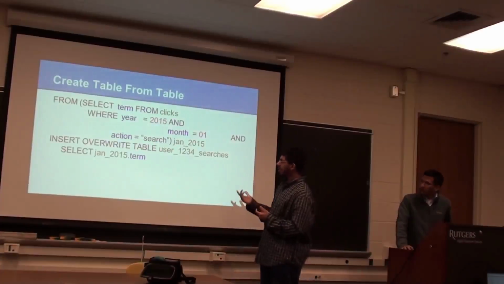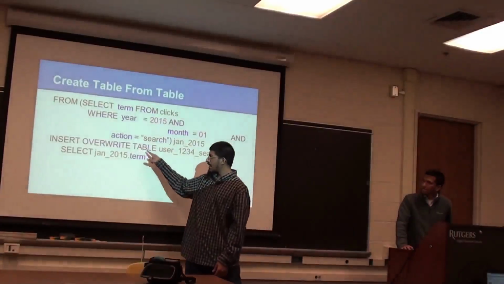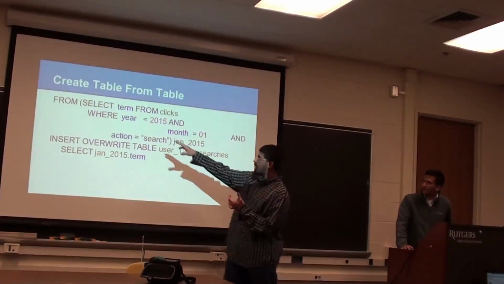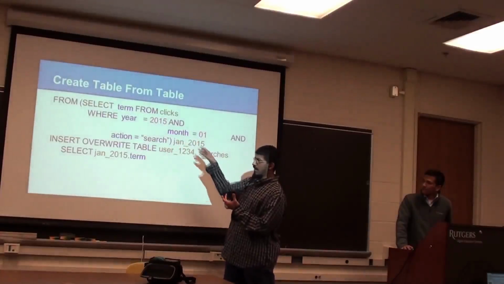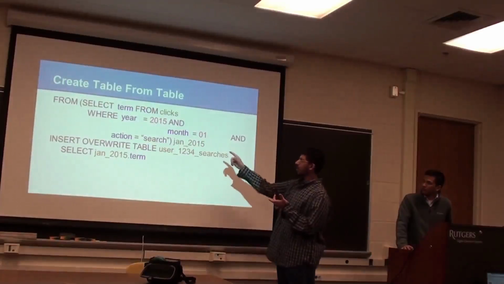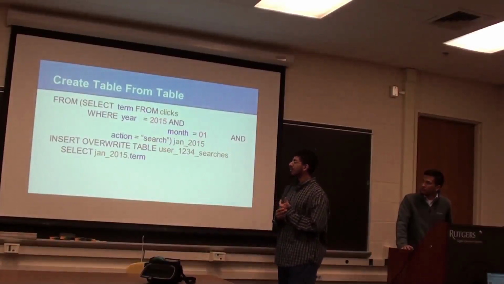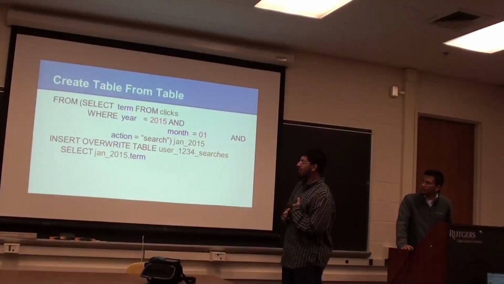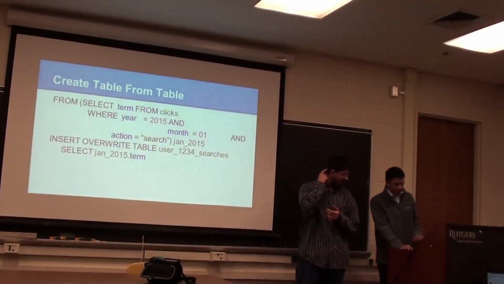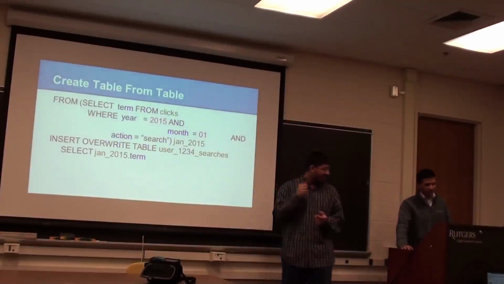The syntax here is insert overwrite table, which creates a new table. So the syntax is first you do a from, and you select the data you want to operate on. So here you're selecting the search terms for the year. This is not formatting. It's supposed to be where you use it. It's formatting based on the Google Docs.